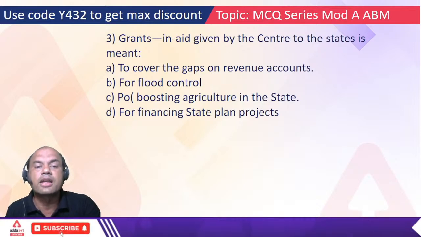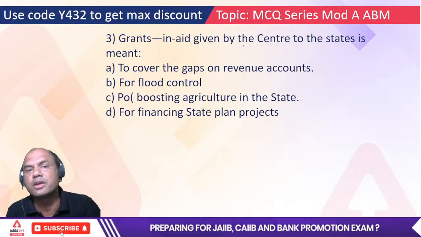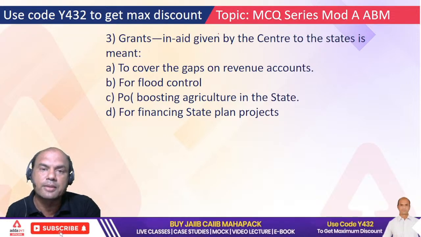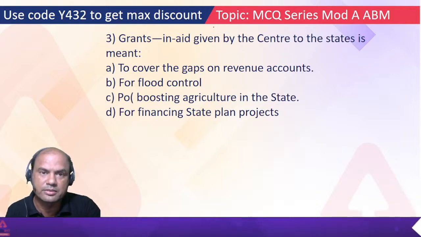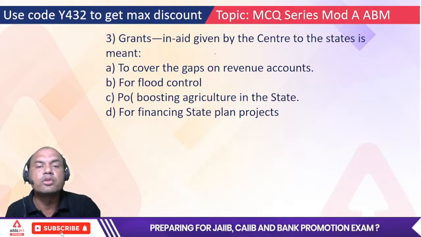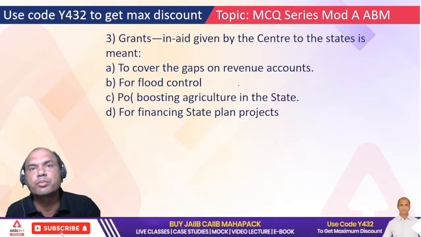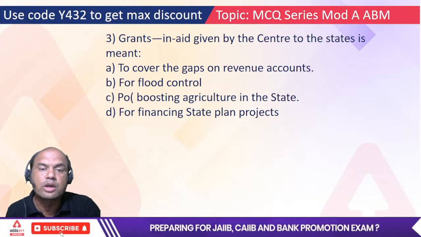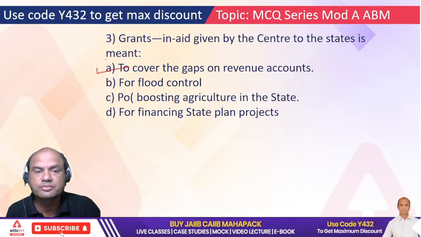Why are grants given by the central government to state? They are given because there are two types of projects happening. One is by central government, second is by state. Whenever the state does some project by themselves, they always fall short in the revenue. They always fall short with the revenue deficit. To cover the gap of that revenue deficit, government gives the grants. That is point number one.